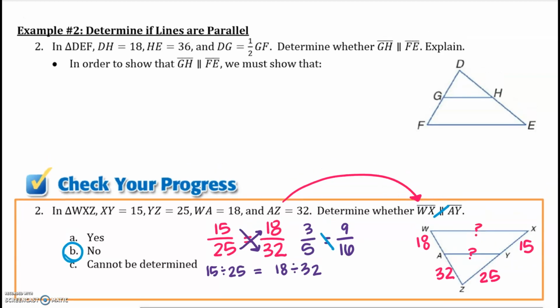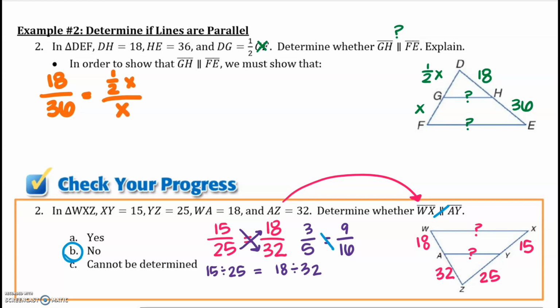All right, so right up above, we're going to do one more. This has a little bit more of a step to it. So DH is 18 and HE is 36. DG is 1/2, and I'm going to call that X. GF I can just say is X. I want to determine, are these two sides parallel, and then explain. So I know that if my sides are proportional, then they are parallel. So I'm just going to say, is 18 over 36 equal to 1/2 X over X?